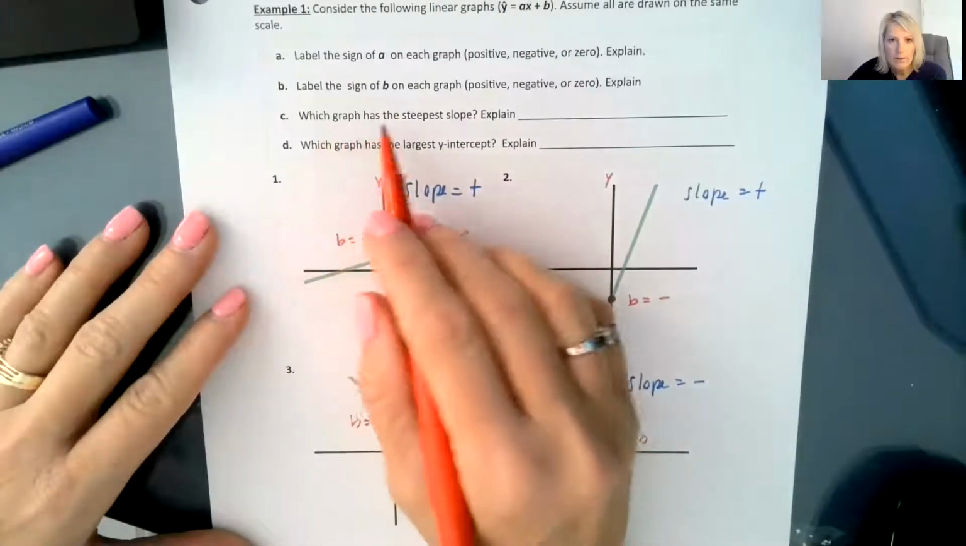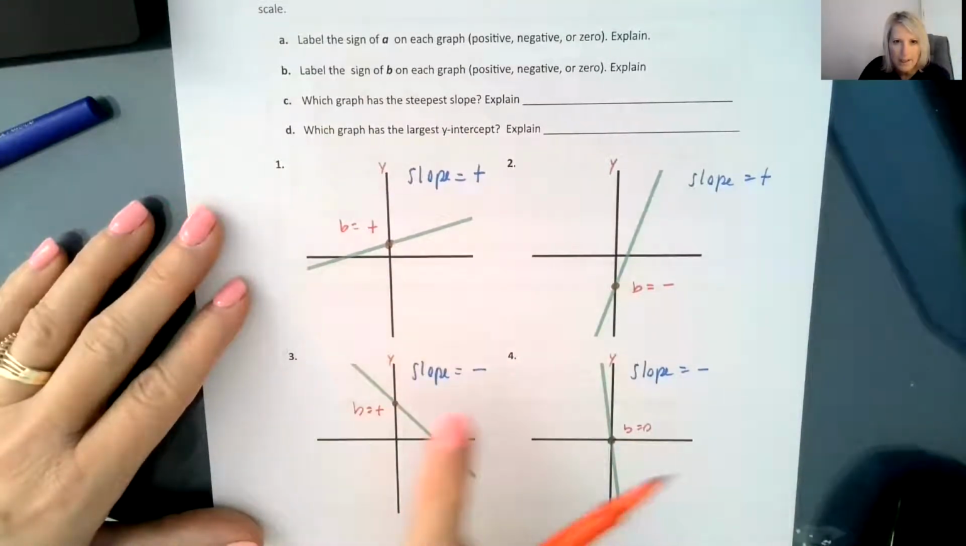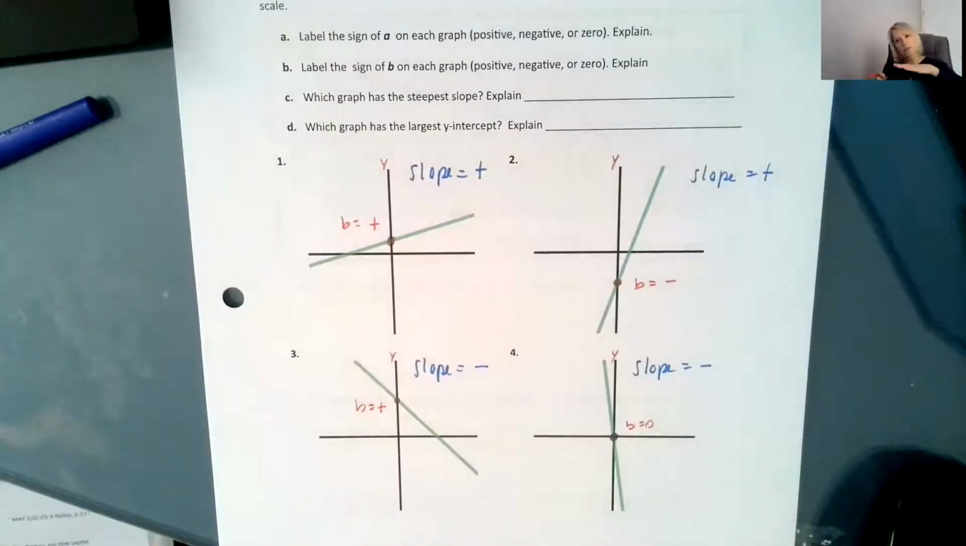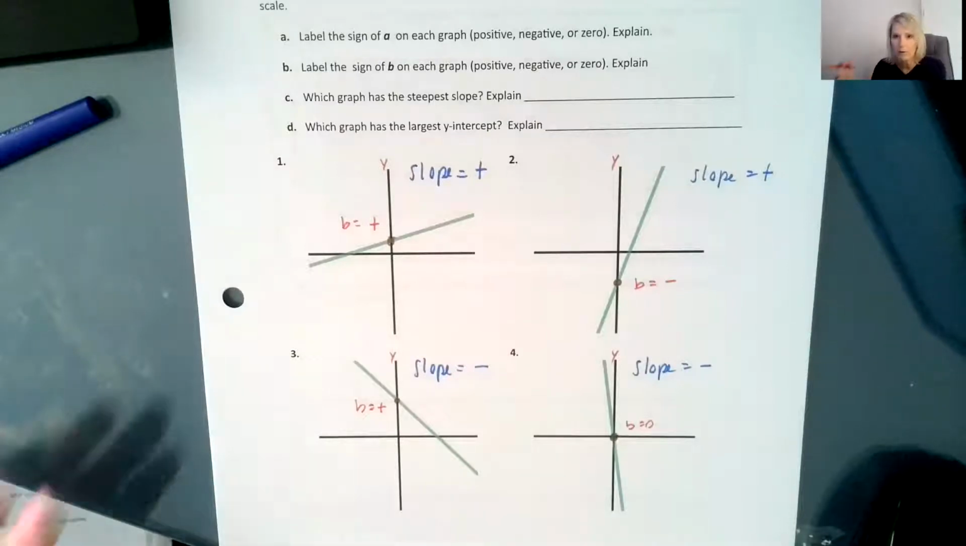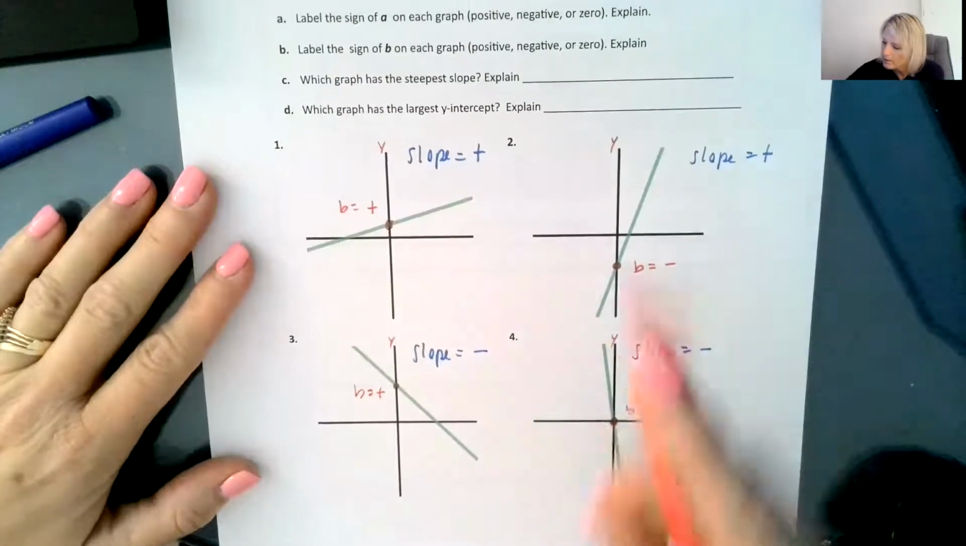C says, which graph has the steepest slope? It's the one that's closest to going straight up and down. Steepest is like you're climbing up stairs. Sometimes it's like walking up a ramp, very shallow. Sometimes it's like feeling like you're going straight up a mountain. I would say that's number 4. This is the steepest.